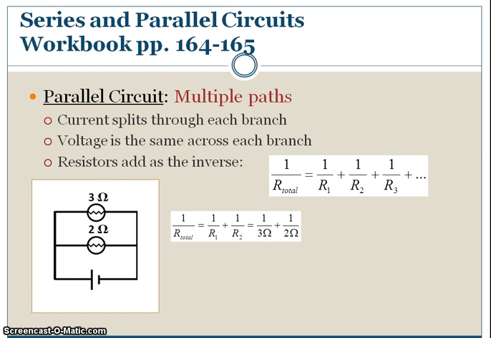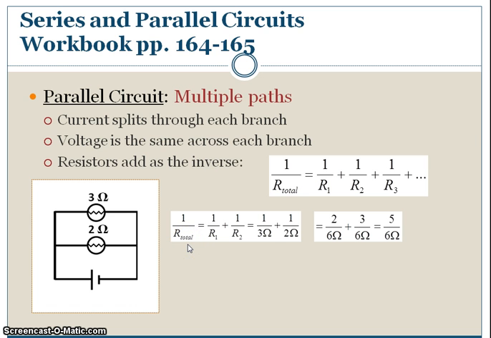So we can rewrite that as the sum of two fractions, 2 over 6 ohms plus 3 over 6 ohms, and then when you have a common denominator, you can just add the numerators. So we get 5 over 6 ohms. But that's not the answer to the question of what is the total resistance in this circuit, because that was giving us 1 over R total.